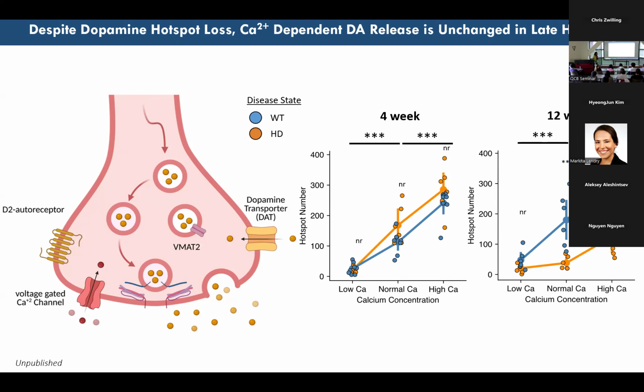The second bit of data that was interesting to us was that although it did not reach statistical significance, for physiological and high calcium concentrations, we almost see an inverse relationship where it's actually the Huntington's disease animals that are more likely to release dopamine, suggesting a compensatory effect early in the pre-symptomatic time points that then are compromised much more in late disease stages.